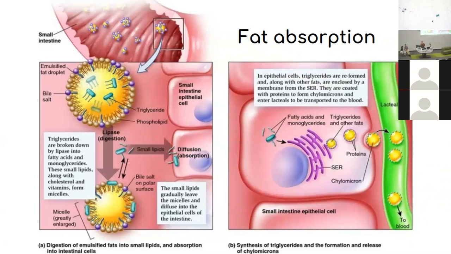So just knowing that they need to be in their individual components to be absorbed into the enterocyte, and then they form chylomicrons once they're inside the enterocyte and they're transported through the lymphatics as chylomicrons. So you can just remember chylomicrons is kind of like chyle, which is the contents of the lymphatic system.